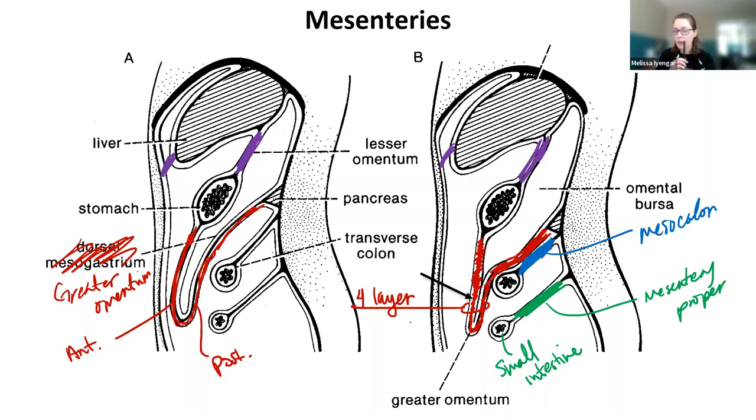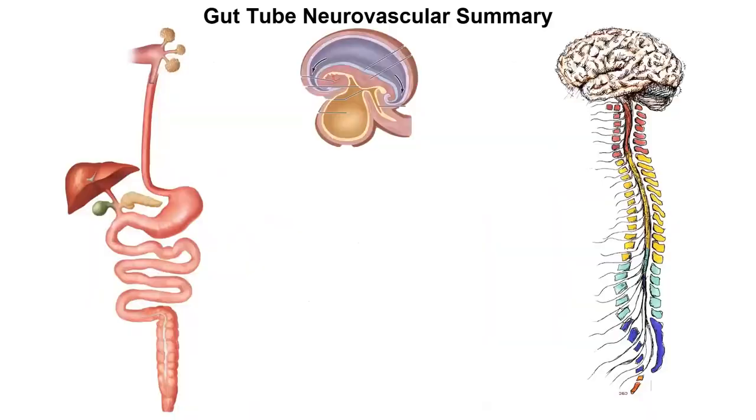All right, if you don't have any more questions about any of that stuff, then we should go over a neurovascular summary for foregut, midgut, hindgut, and make one giant chart. You guys ready for this?